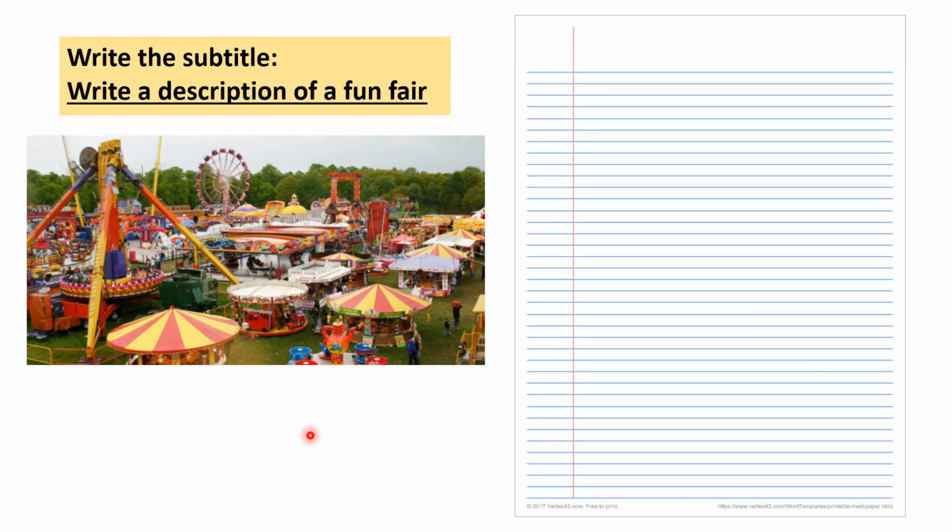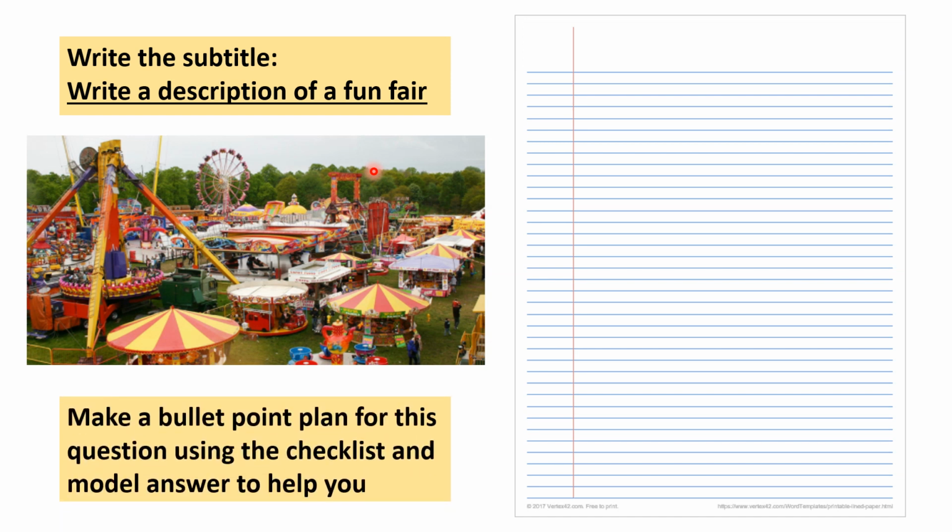Okay, so now what I would like you to do is practice planning. Remember at school we used to use those tables and we'd practice planning a response. So wherever you're writing, can you please write a description of a fun fair as your subheading? So just write that on the page somewhere. Okay, now you have that written down. What we're going to do is make a bullet point plan for this question using the checklist and the model answer to help you. So it's really important that you keep the Word document open on your screen so you can make your plan.